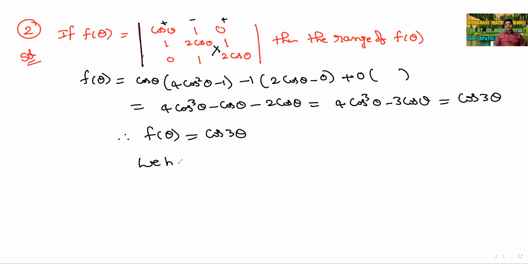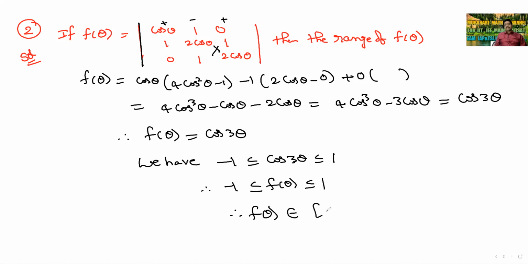We know the cos function lies between minus 1 and plus 1. Cos 3 theta also lies between minus 1 and plus 1. Therefore, minus 1 is less than or equal to f of theta, which is less than or equal to 1. So the range of f of theta is the closed interval from minus 1 to plus 1. This is the answer.